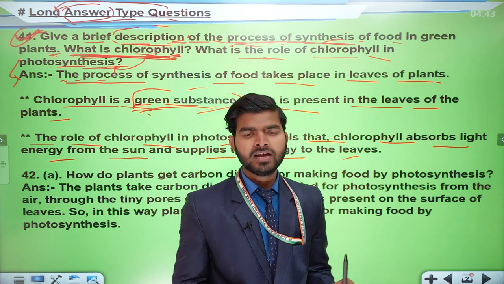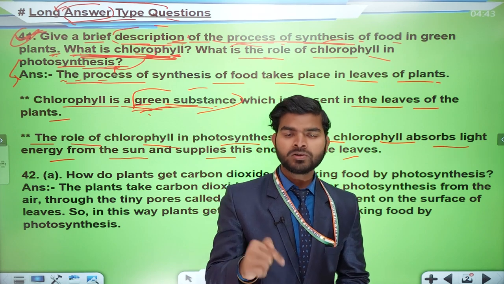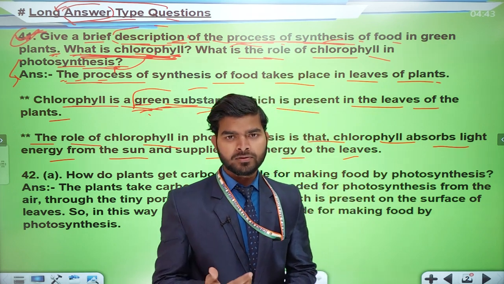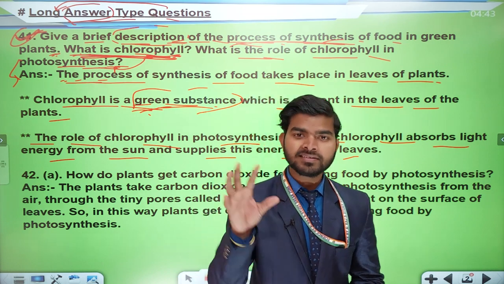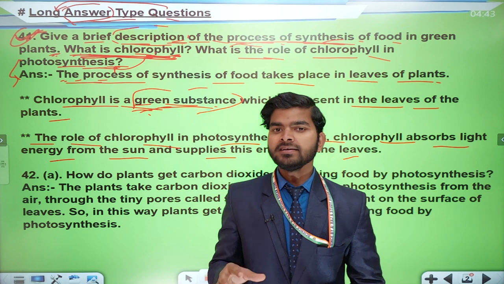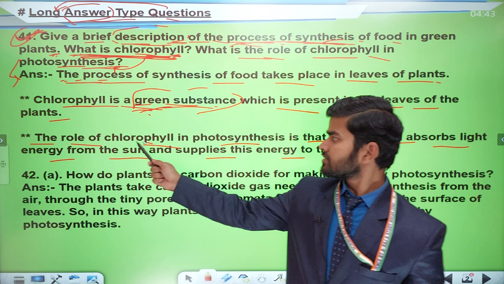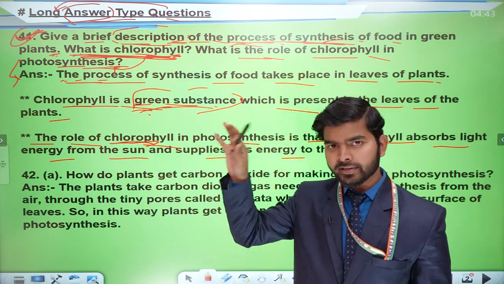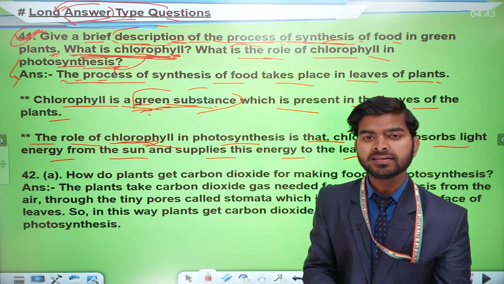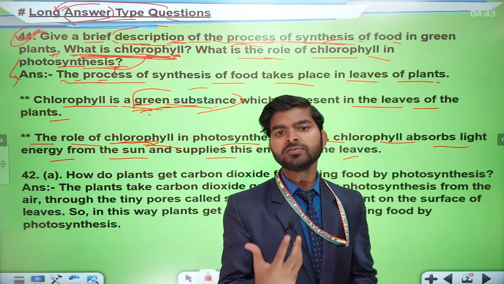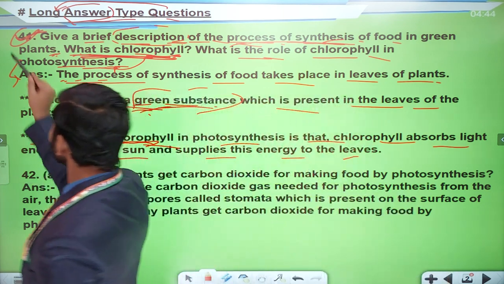All clear? Obviously, yes. You might have heard that sunlight is taken by the plants in order to prepare their food by a process named photosynthesis. But how is sunlight taken by the plants? Actually, the sunlight is absorbed by the plants through a green substance, that is chlorophyll. This chlorophyll absorbs sunlight energy from the sun and uses this energy to make food by a process named photosynthesis. All clear? I hope you have learned question number 41 in detail.